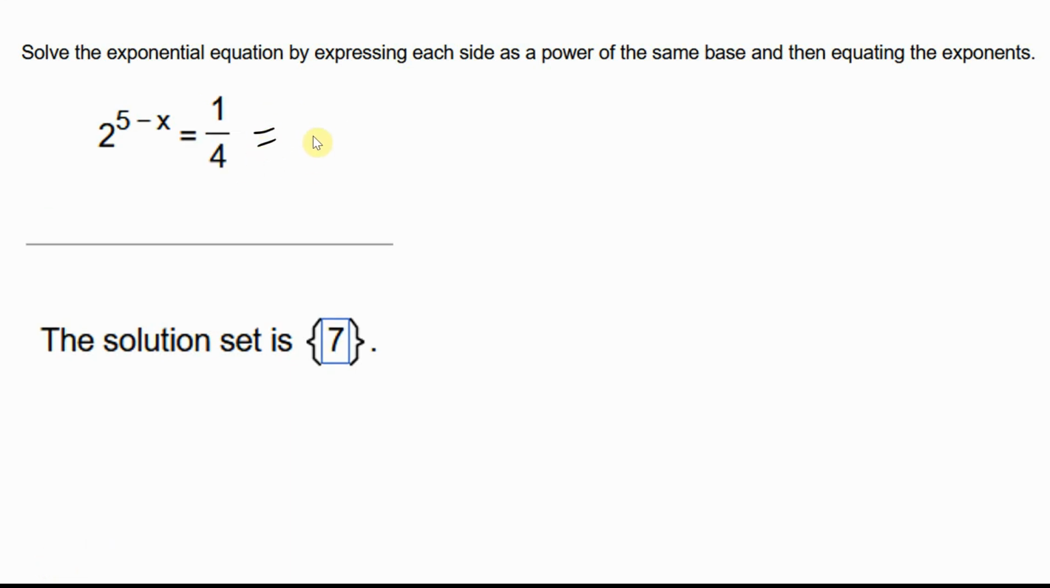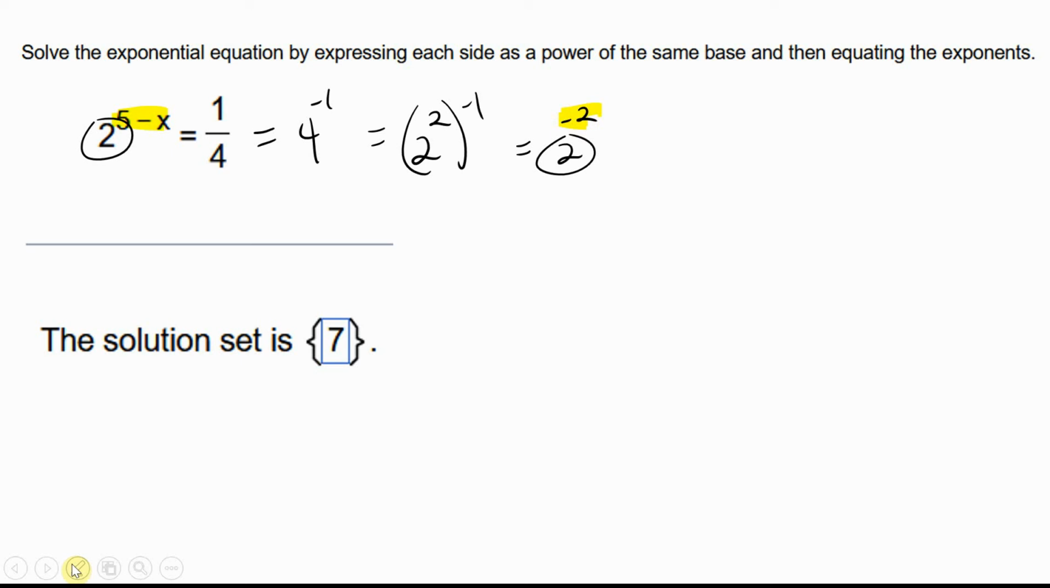Now that 1/4 is 4 to the negative 1, but this is 2 to the 2nd raised to the negative 1. If you have a power raised to a power, you multiply the powers. So now the bases are the same. Bases are the same, so we set the exponents to be equal. And see how everything just becomes redundant? So we have 5 minus x is equal to negative 2. Let's add x on both sides, add 2 on both sides. 7 is equal to x.